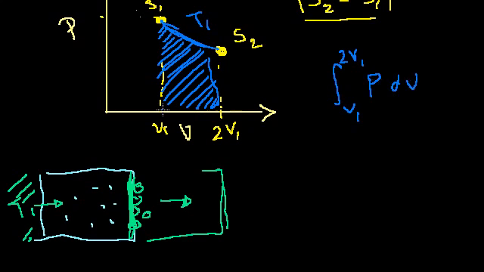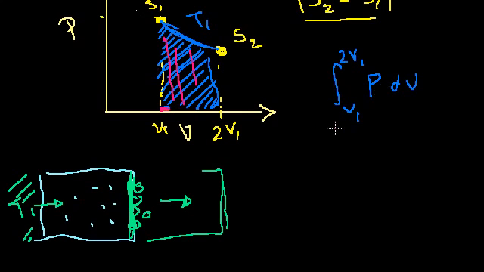P is our height times our little changes in volume, give us each rectangle, and then the integral is just the sum along all of these. So that's essentially the work that this system does. Right? And since we are on an isotherm, the work this system does is equal to the heat added to the system, because our internal energy didn't change.